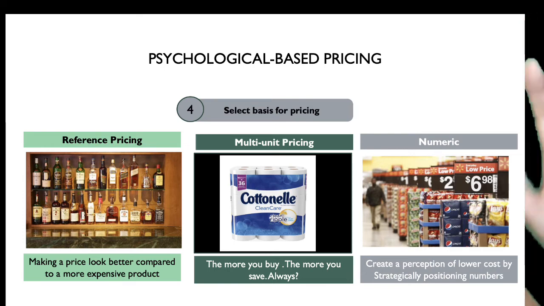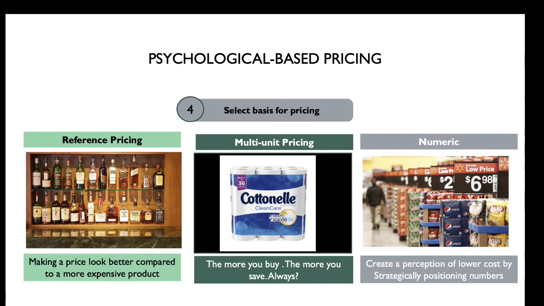Sometimes, if you've ever gone down the cereal aisle, for example, at your favorite grocery store, the very inexpensive generic items will be on the bottom or they'll be way at the end. This is reference pricing where we trick your brain into thinking what you should pay based on where those items are merchandised. Second type of psychological based pricing is multi-unit pricing.